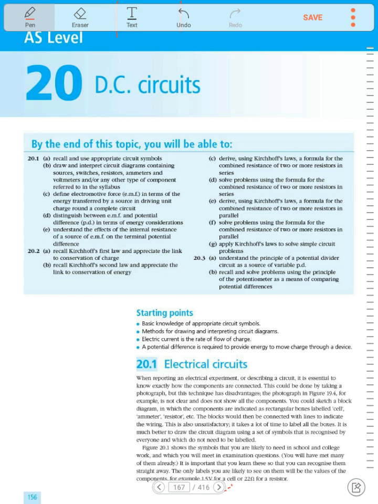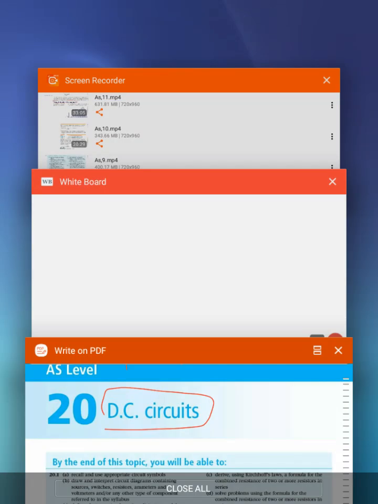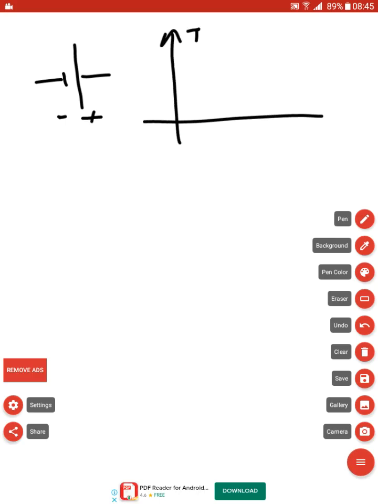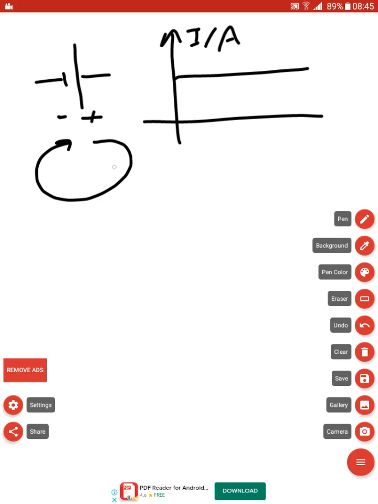Okay, now let's start with DC circuits. We have two types of sources of electricity. One of these is the direct current. We have a battery. The battery will give us a constant current, that is, the current has a constant value in magnitude and direction. The current all the time moves in one direction, which is the conventional current. We use it all the time.